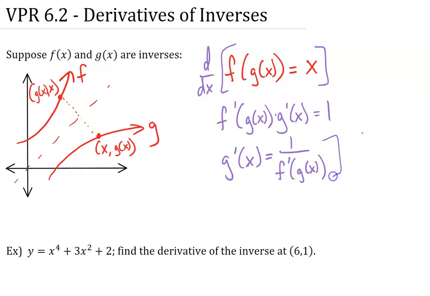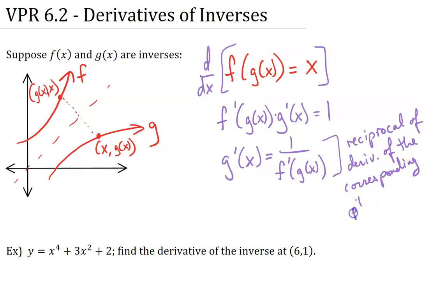So this right here is the reciprocal of the derivative of the corresponding point on f. In other words, if I'm trying to find the slope of the tangent line right here, I don't actually need to know the equation or anything about this other than the ordered pair that corresponds to that pair, because if I can find the slope of the tangent line at this point, then I just find the reciprocal. Okay, so let's do a couple examples with this.